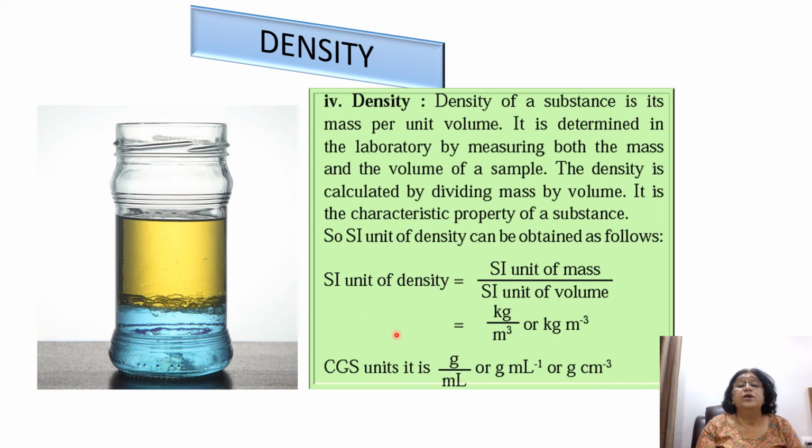Okay. So here you see the SI unit of density. How do you calculate density? Find out mass by observation, find out volume by observation, and divide mass by volume. So that's how you get density. And the unit of this density will be what? Kg per meter cube. And the CGS unit is what? Grams per ml or grams per centimeter cube.